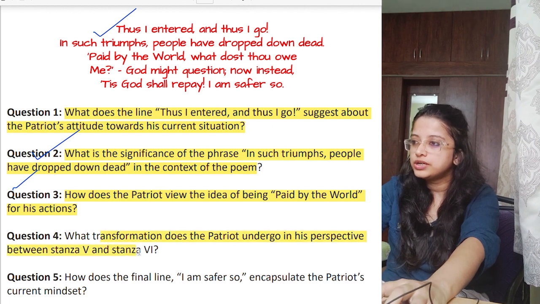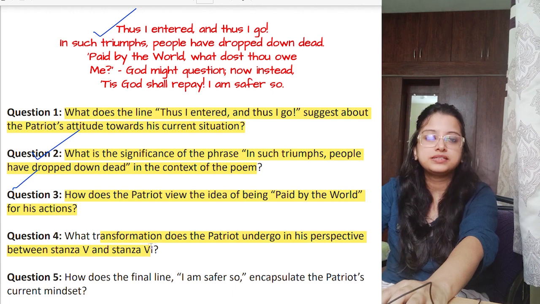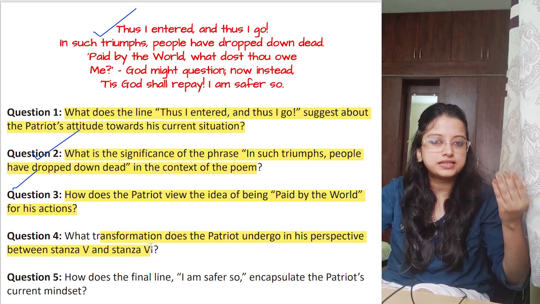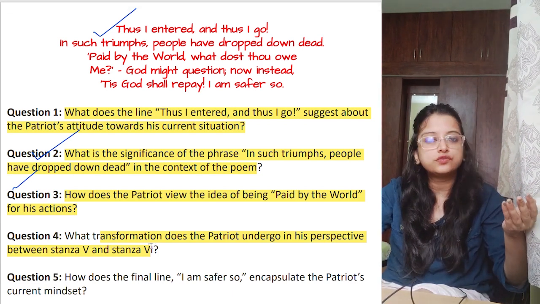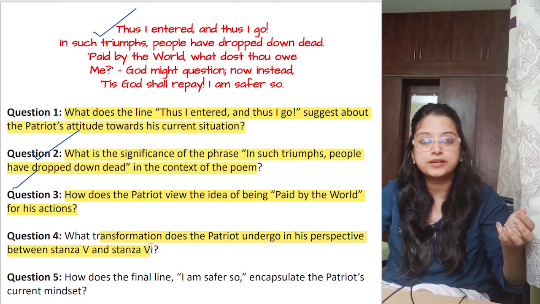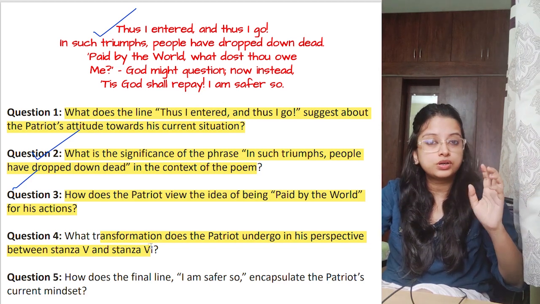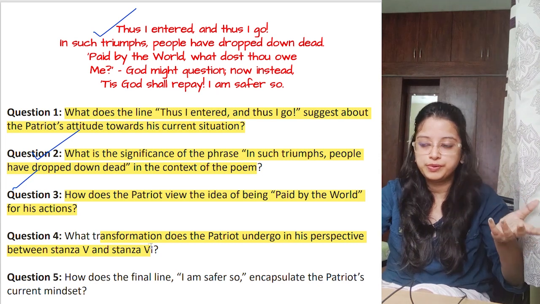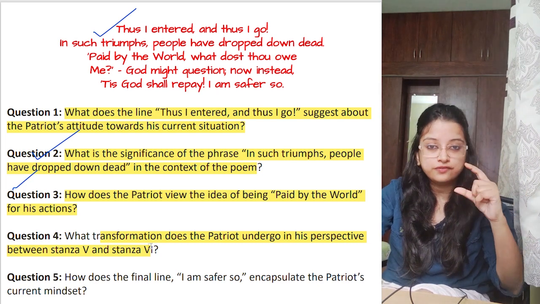Next, what transformation does the patriot undergo in his perspective between stanza 5 and stanza 6? So moving from stanza 5 to stanza 6, what is the transformation he undergoes? This is a very sweet question, and this has not come in the exam yet, but may come, so you prepare it well. In stanza 5, what do we find?